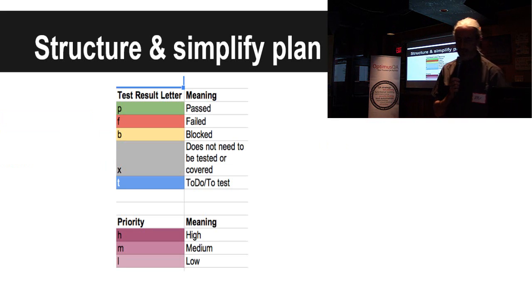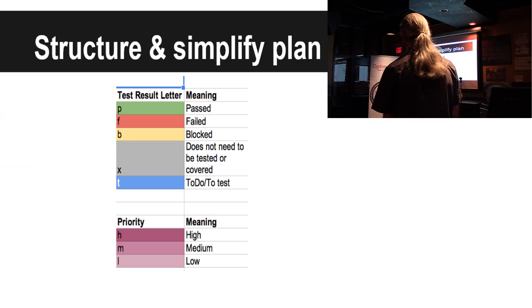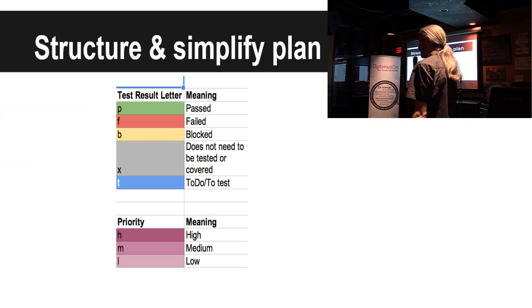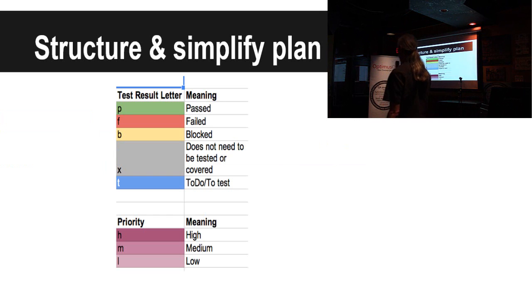I mentioned earlier a key, and it's really simple. These are the colors that I use, and basically the way this works is, if any of you have played around with this in Excel or in Google Docs or anything similar, you can do conditional formatting. What that means is you can set up the color code, so you say, okay, if I put a P in this cell, then it'll color that green.